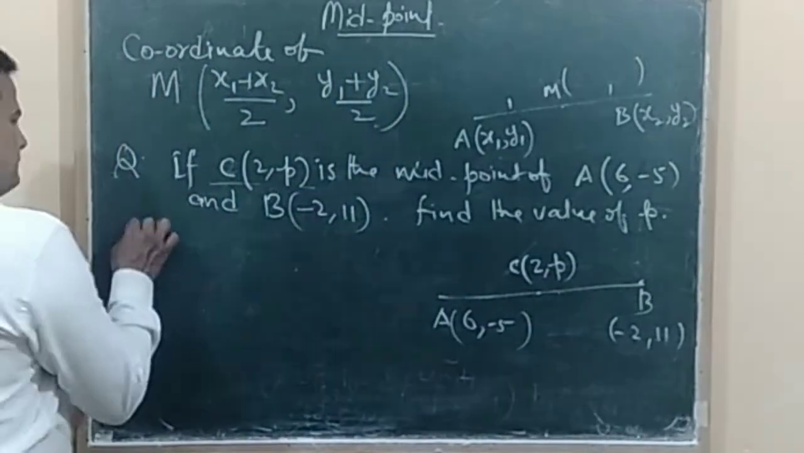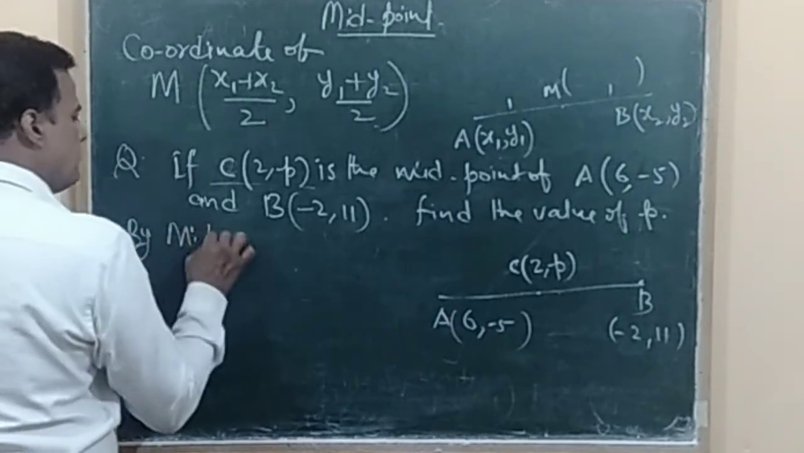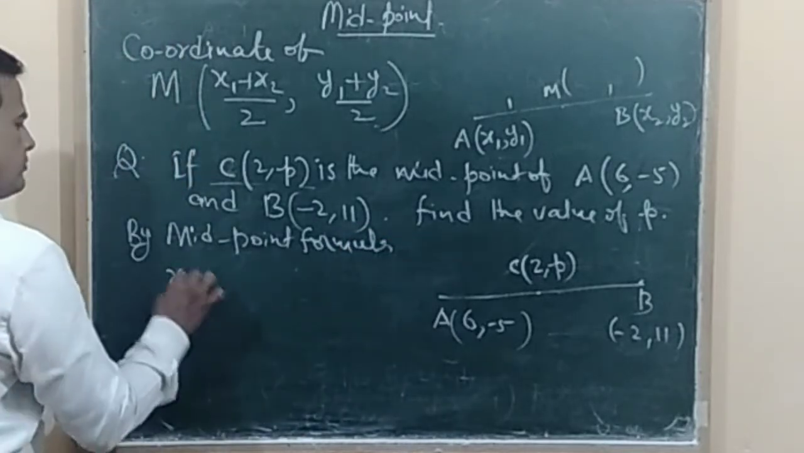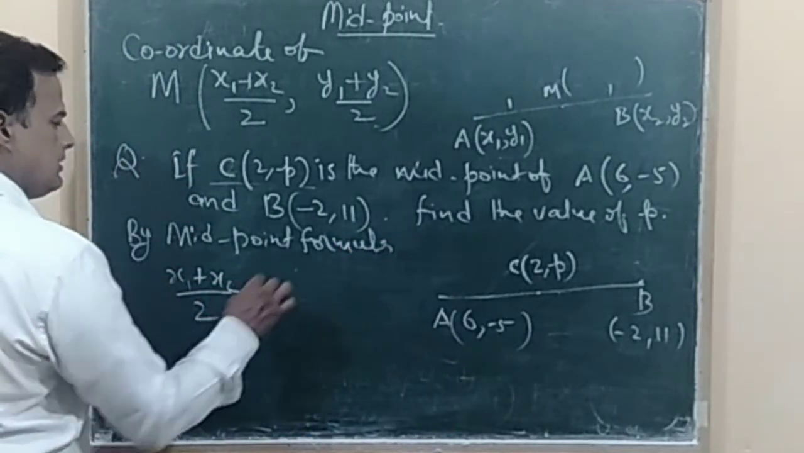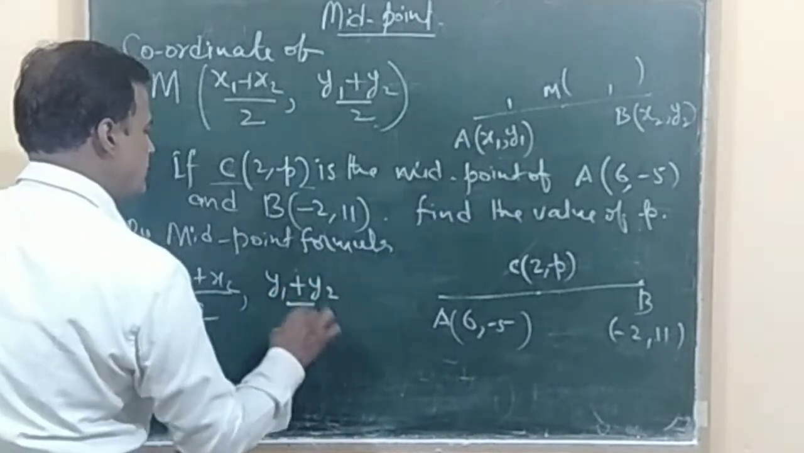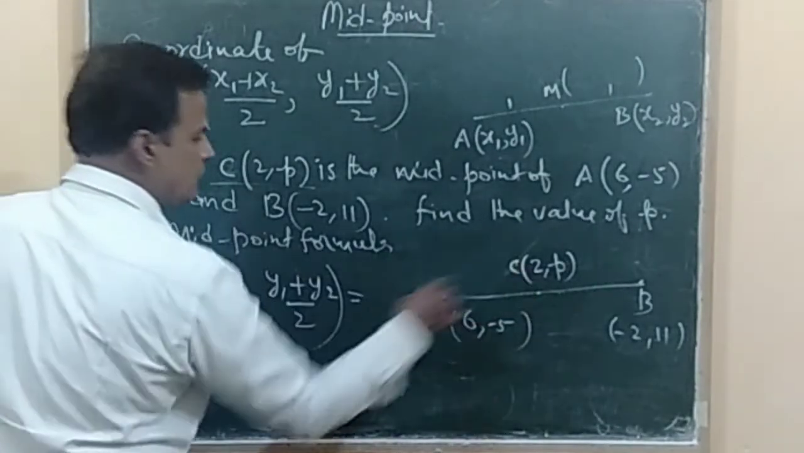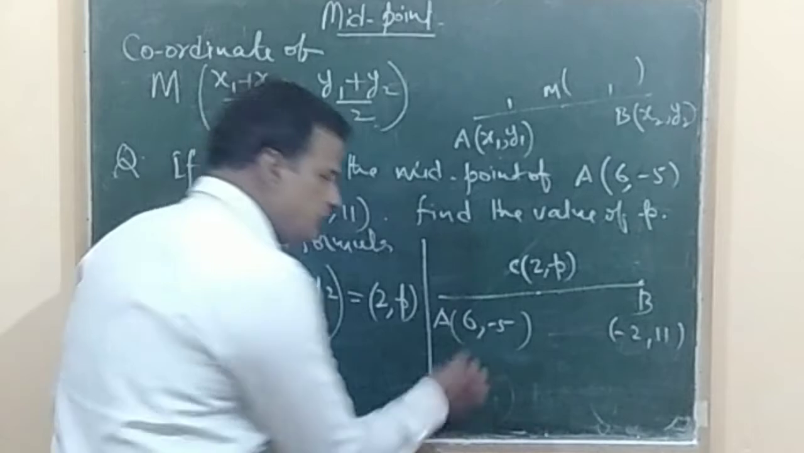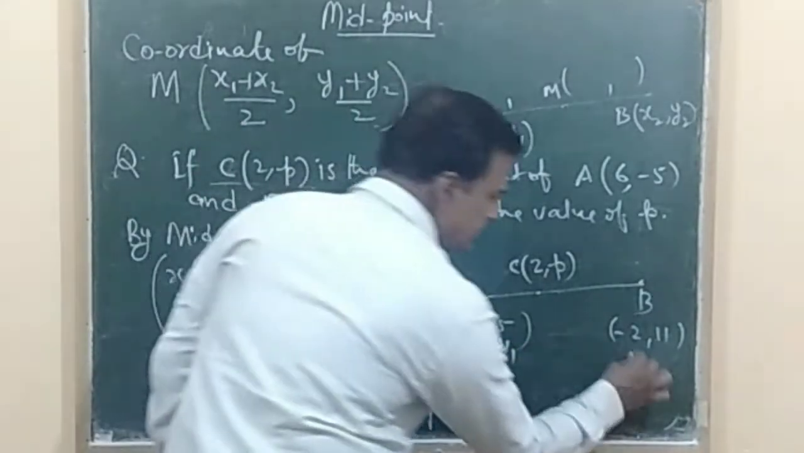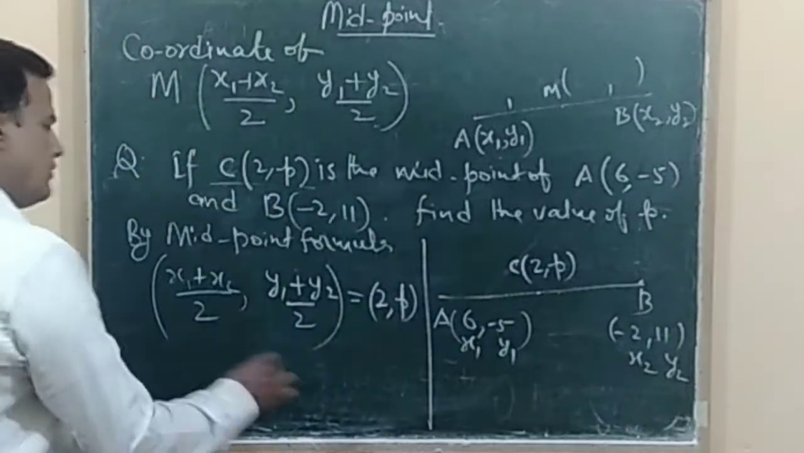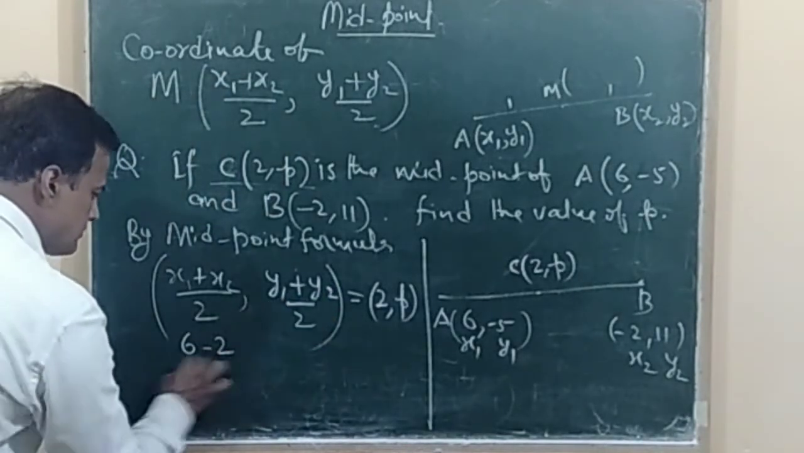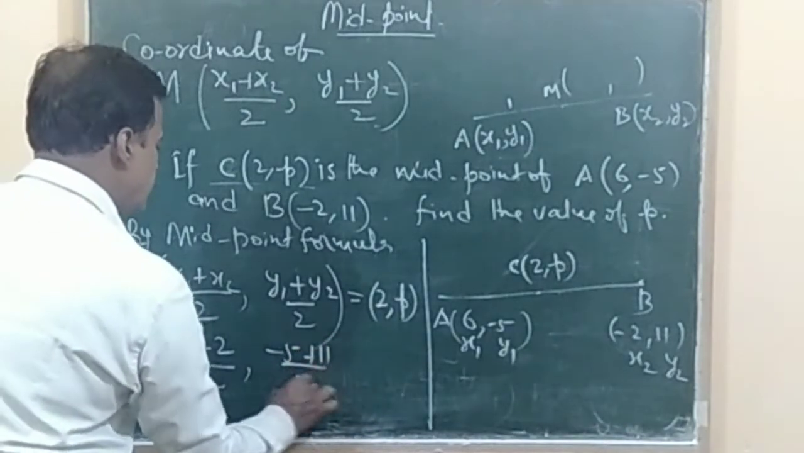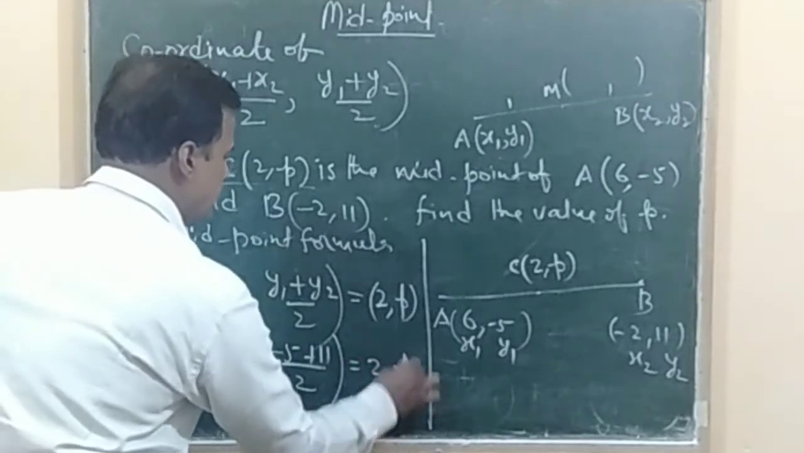Here, by midpoint formula, (x1 plus x2) upon 2, (y1 plus y2) upon 2, which is given what? (2, p). Here this will be x1 and this will be y1, this will be x2 and this will be y2. So writing this: (6 minus 2) upon 2, and y1 is -5 and y2 is 11, (-5 plus 11) by 2, which is equal to (2, p).